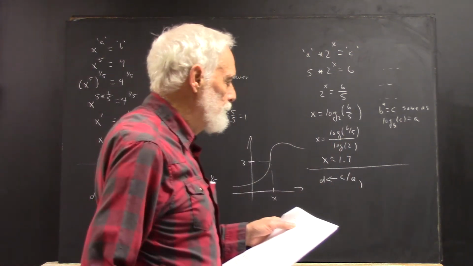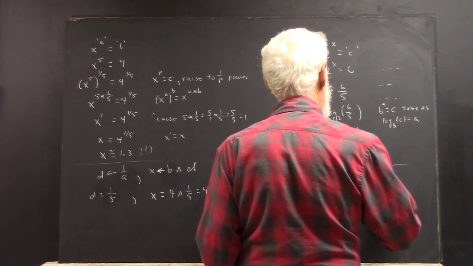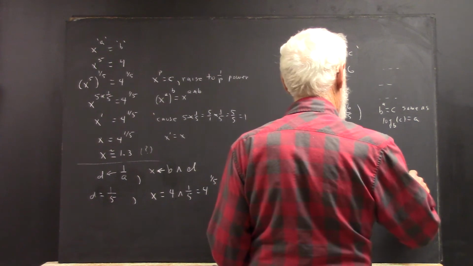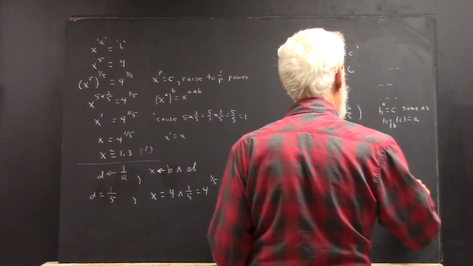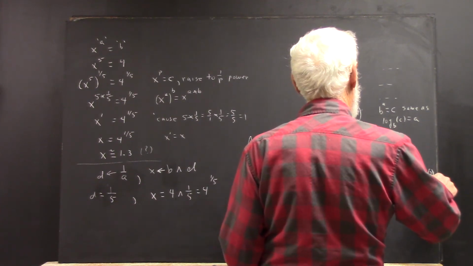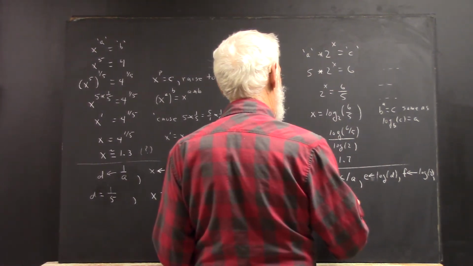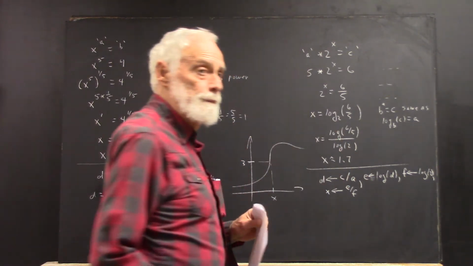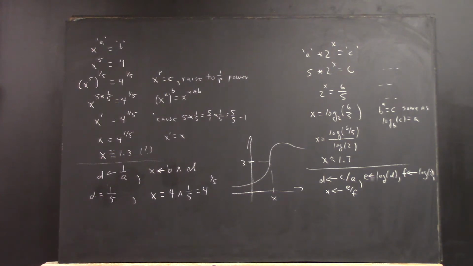You have D equals C over A. E equals the log of D. F is the log of 2. And X is E over F. There's your calculation scheme. And the question is, what do those extra letters mean?